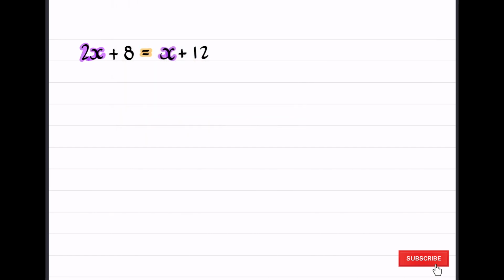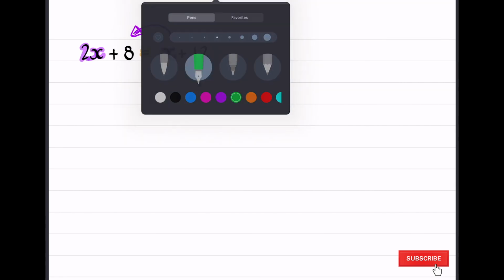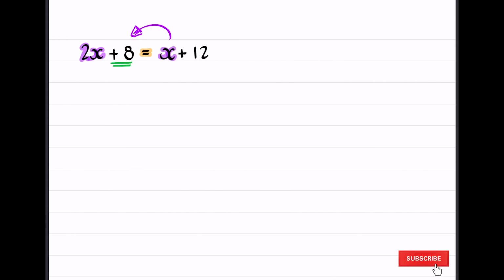What that means is we need to group our like terms. So we're going to group our variables to the left and we're going to group our constants to the right, which means that I'm going to take this positive x from the right-hand side and move it to the left-hand side. And I'm going to take the positive 8 from the left-hand side and move it to the right-hand side.